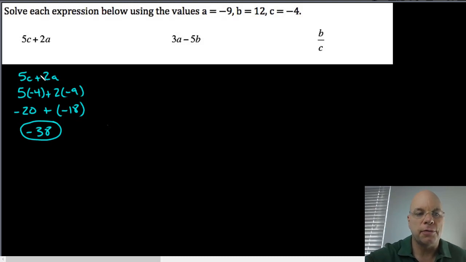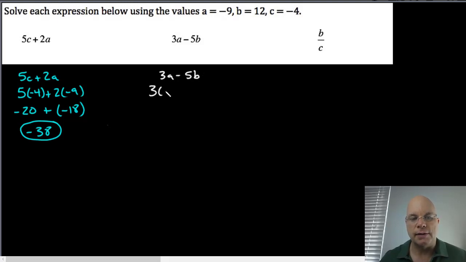This next expression, 3a minus 5b, I'll rewrite it first. That will be 3 multiplied by -9, because a is -9, minus 5 multiplied by +12. 3 multiplied by -9 is -27, minus 5 multiplied by 12 is 60. Now there's a couple ways to deal with this. If you can just visualize this, if you're at -27 on a number line and you subtract 60, which direction are you going? You're going further to the left. And so you could realize that you would just combine these numbers and you'd have -87.